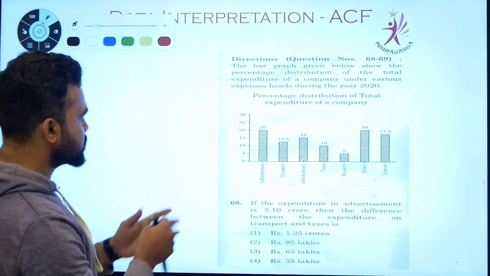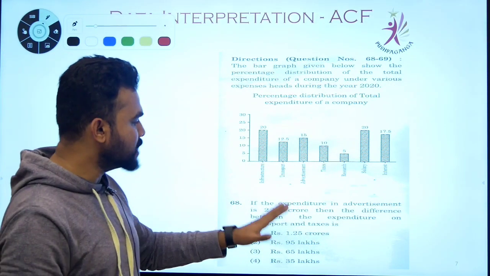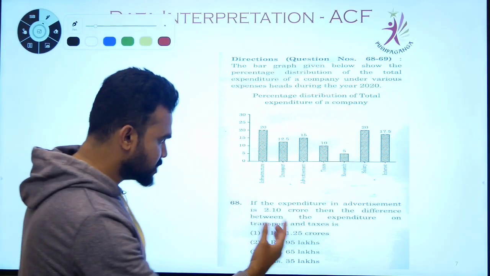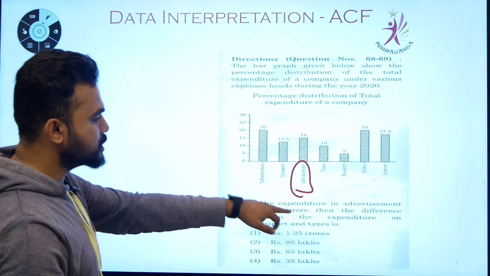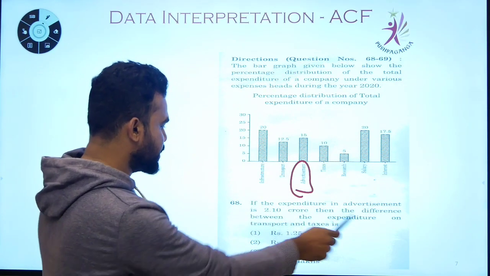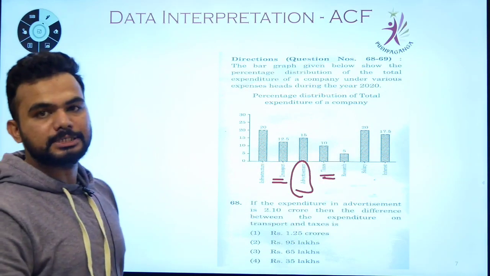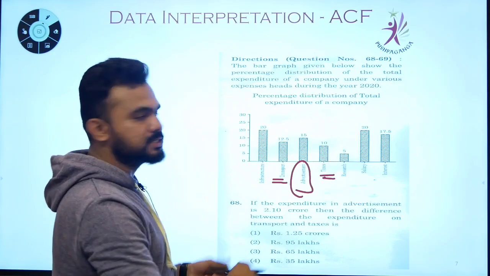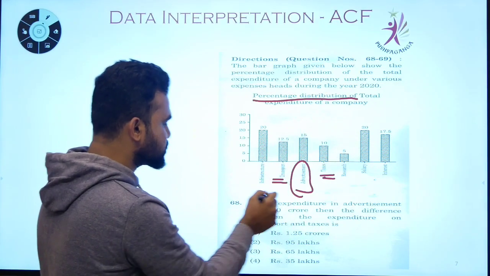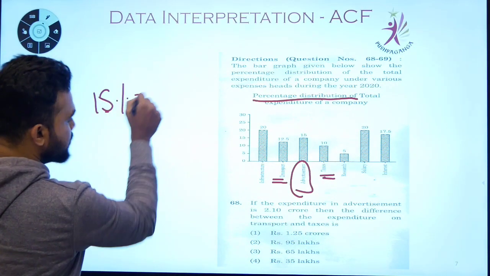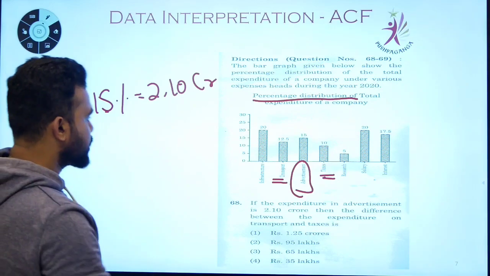So here is the first question based on this. If the expenditure on advertisement is 2.10 crore, then what is the difference between the expenditure on transport and taxes? This is a percentage-wise distribution. We already know that 15% is equal to 2.10 crore. Then he is asking the difference.